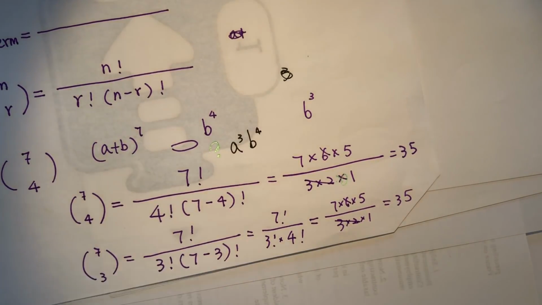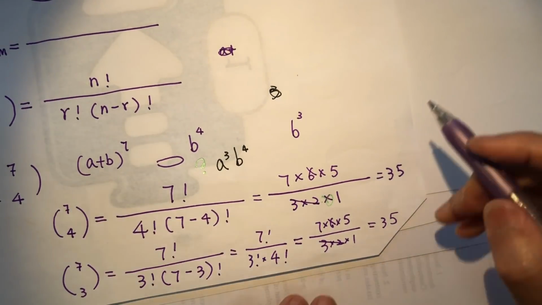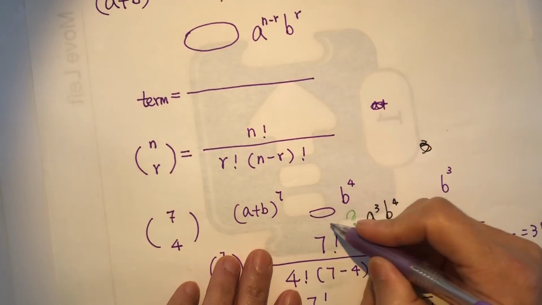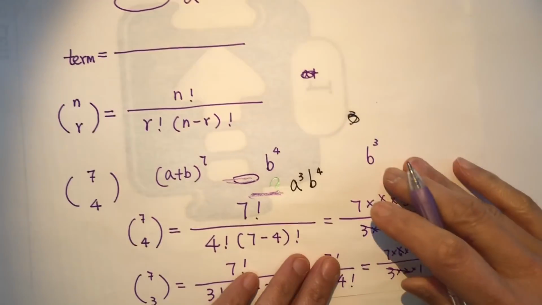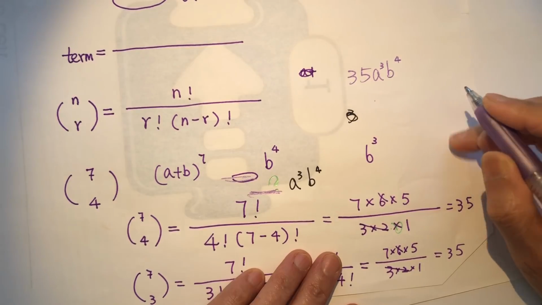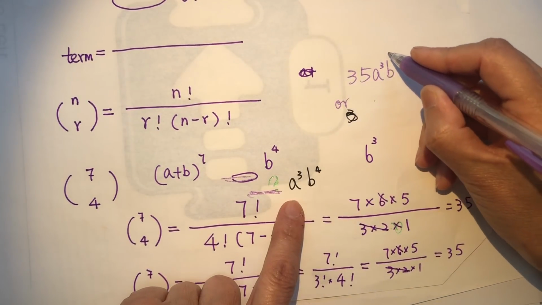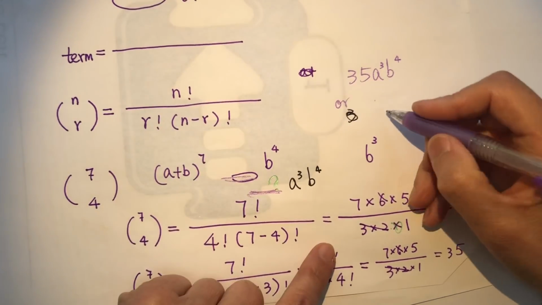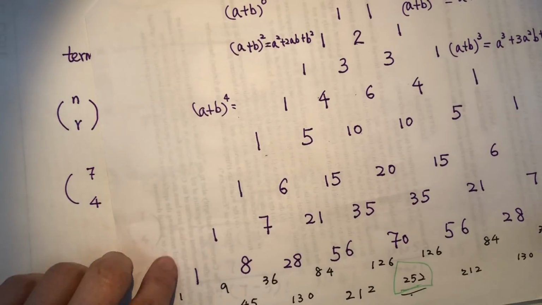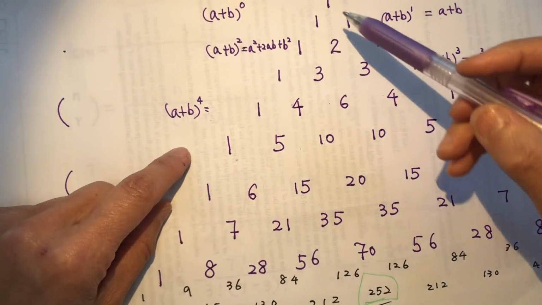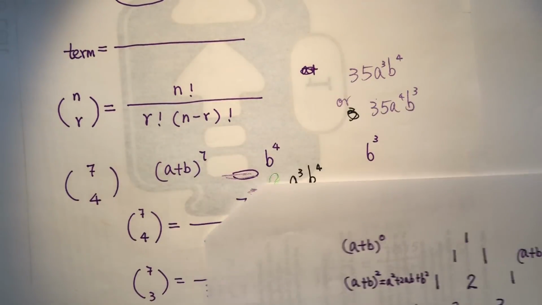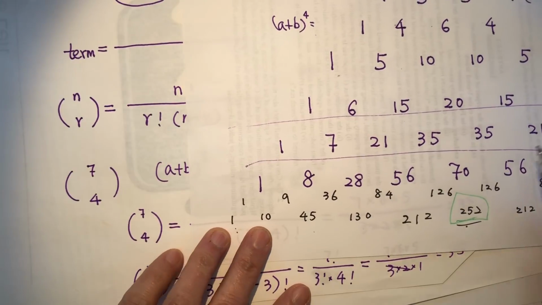So the final answer, I use a glorious color, what are we looking for? Here, yes, here, it is 35 a cubed b to the power of 4. Or when b is cubed, we can even figure out 35 a to the power of 4, b to the power of 3. Let's come here to the power of 7.